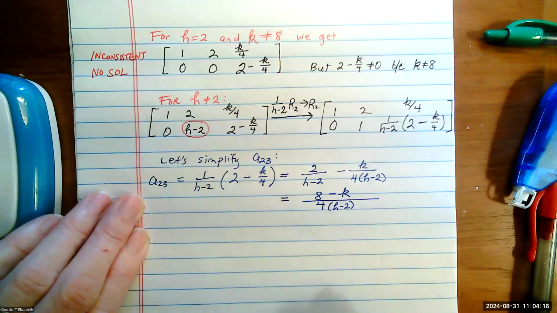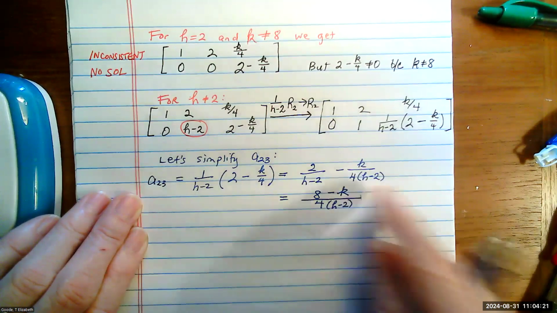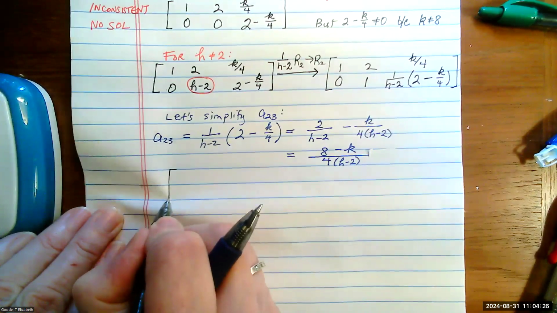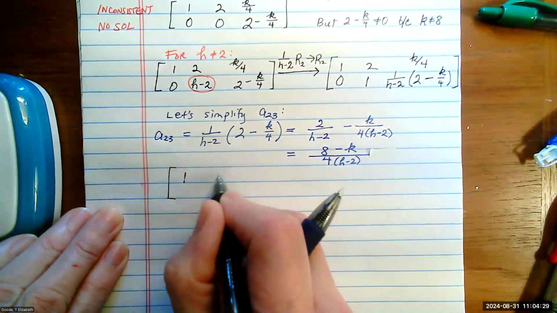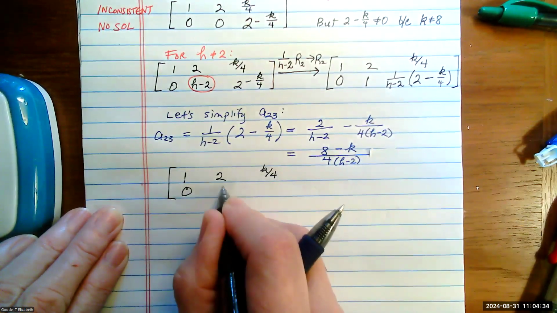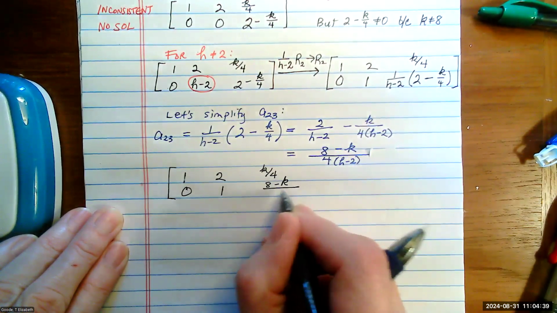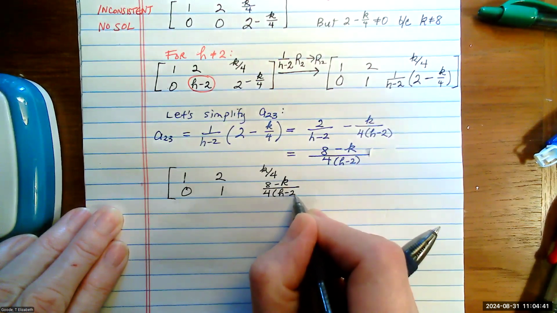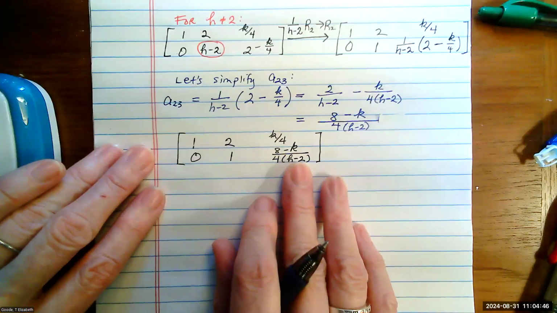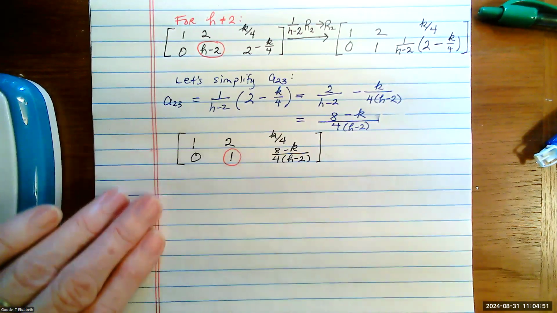And is that any better? Yeah, it's a little bit better. Let's see what happens now. A little bit worried, but let's see what happens. Okay. 1, 2, k over 4, 0, 1, 8 minus k over 4 times the quantity h minus 2. Okay, so why am I worried? Because we still have work to do to generate an actual unique solution.